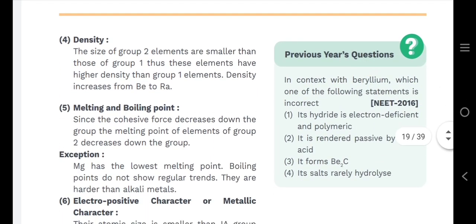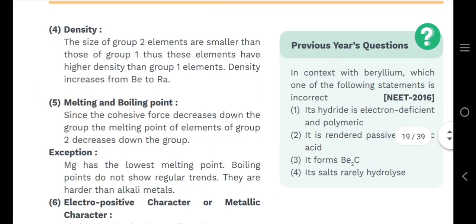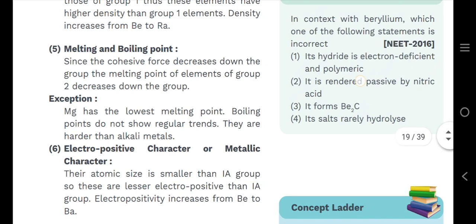Density. The size of group 2 elements is smaller than that of the first group. Thus, these elements have higher density than group 1 elements. Density increases from Be to Ra.